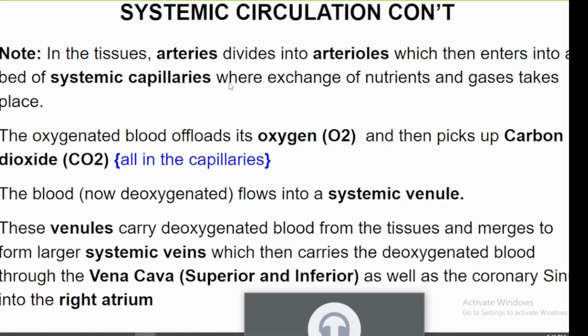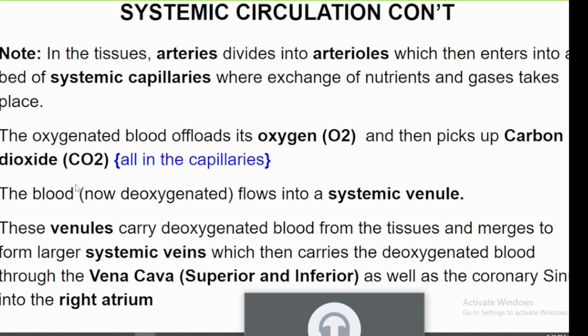So we are saying that the oxygenated blood that the systemic circulation carries is offloaded. The oxygenated blood offloads the oxygen it is carrying from the lungs and picks up carbon dioxide. You understand? This is all happening in the capillaries. Are we following? Because we are saying that in the tissues, arteries divide into arterioles, which then enter a bed of systemic capillaries where exchange of nutrients and gases takes place.